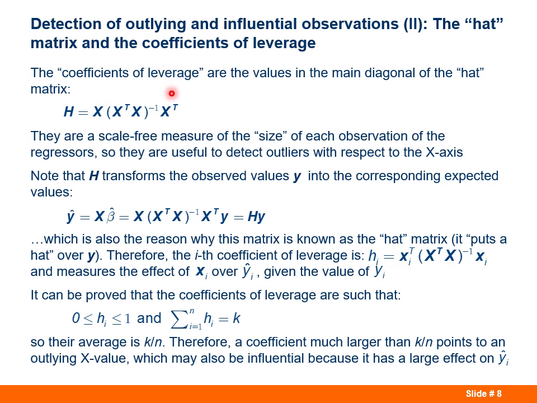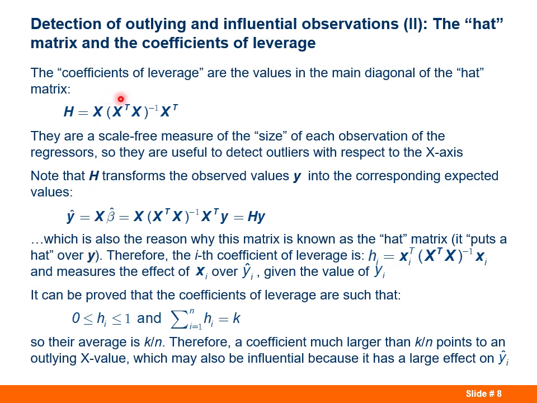This matrix is known as the hat matrix because H transforms the observed values y into y hat. To see this, note that y hat is computed as x times beta hat, so x times this expression, and the matrix that we have here multiplying y is actually H, the same H that we defined above. So this matrix H puts a hat over y. So this is the hat matrix.